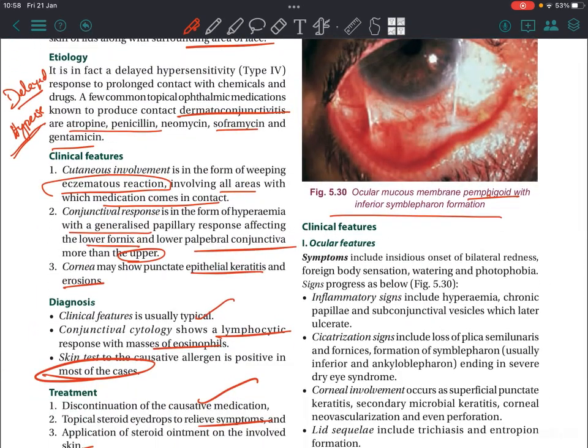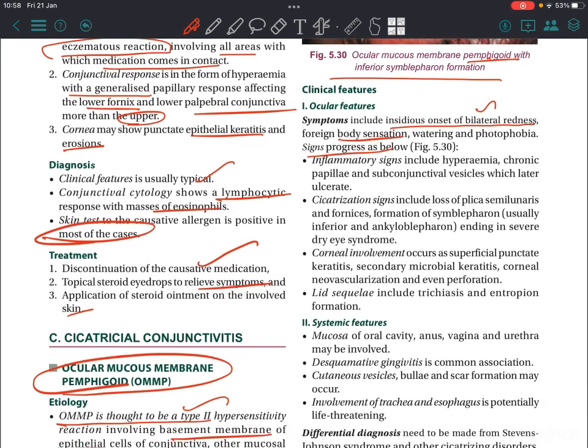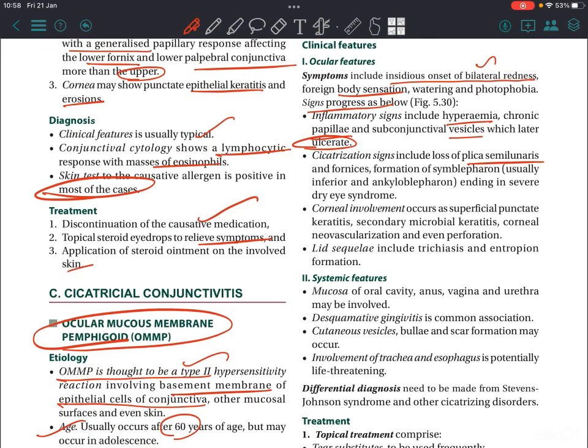Ocular features: symptoms include insidious onset of bilateral redness, foreign body sensation, watering, and photophobia. Signs progress as below. Inflammatory signs include hyperemia, chronic papillae, conjunctival vesicles, which later ulcerate. Cicatrization signs include loss of plica semilunaris, fornices, formation of symblepharon, usually inferior ankyloblepharon, ending in severe dry eye syndrome.